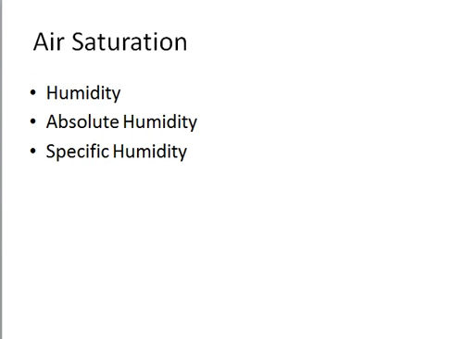So when we talk about humidity, we're just talking about how much water is in the air, right? Absolute humidity, you hear that term a lot, and it's just the weight of the water per volume of air. So basically 1 cubic meter of air at the surface, let's say it has 2 grams of water in it, the absolute humidity is 2 grams per cubic meter.